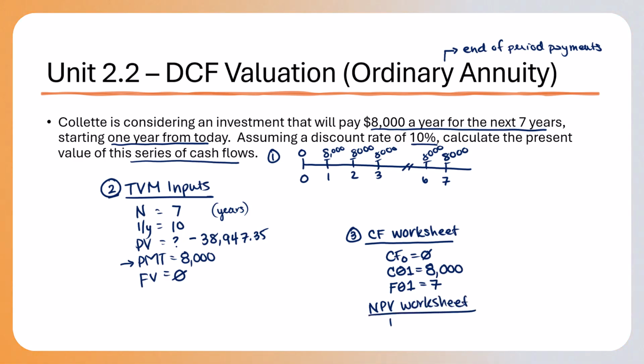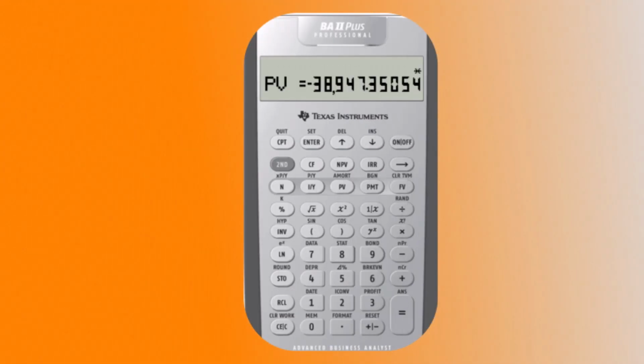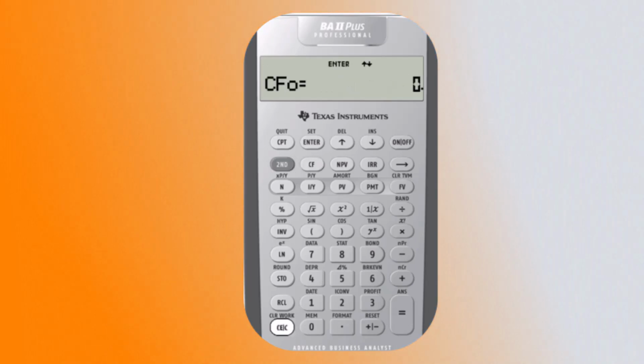I will enter the discount rate of 10%, and I will find the present value. We should find the exact same number, $38,947.35. Going into my worksheet, I'll go ahead and clear that out. We'll arrow down to C01.